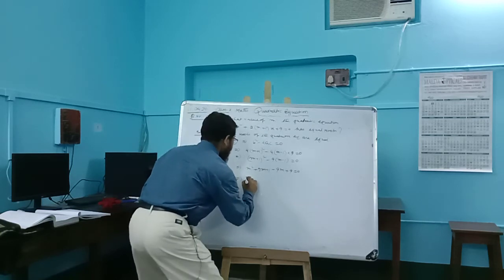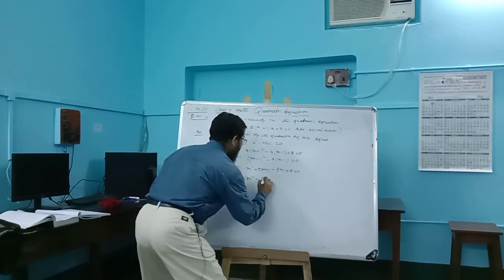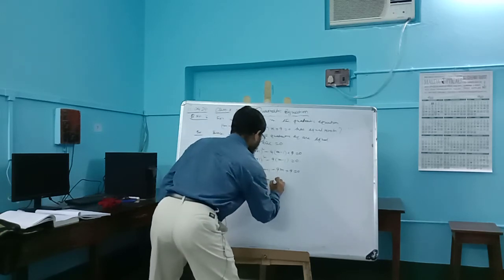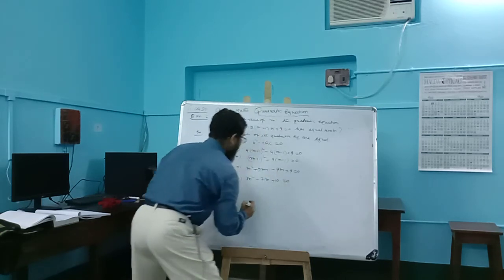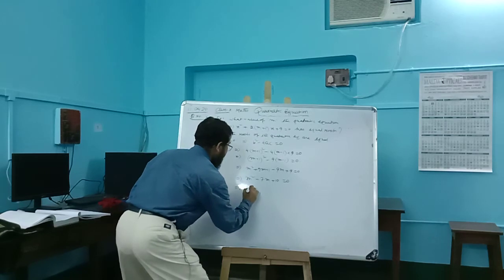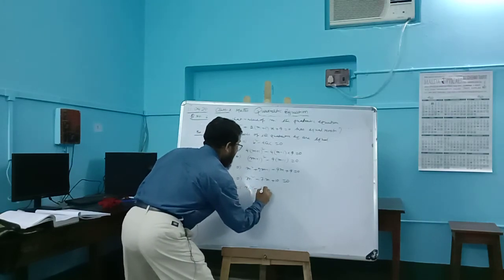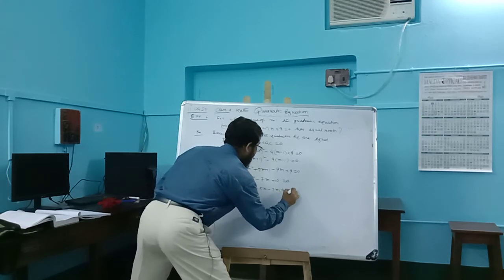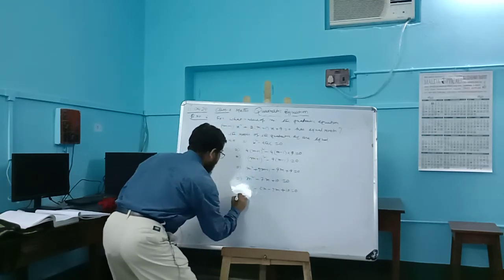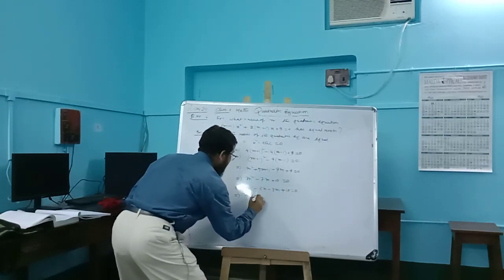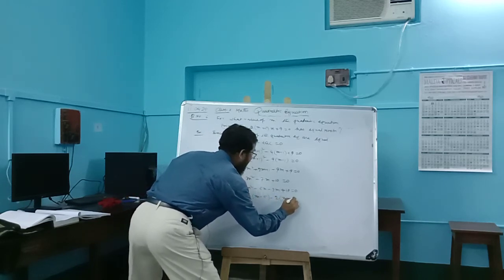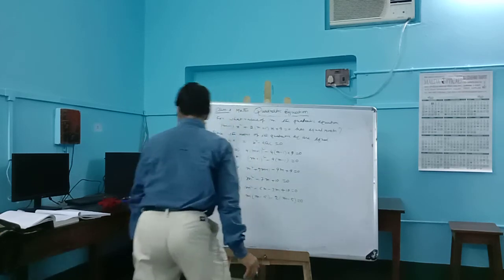Implies m square minus 7m plus 10 equal to 0 implies m square minus 5m minus 2m plus 10 equal to 0 implies m into (m minus 5) minus 2(m minus 5) equal to 0.